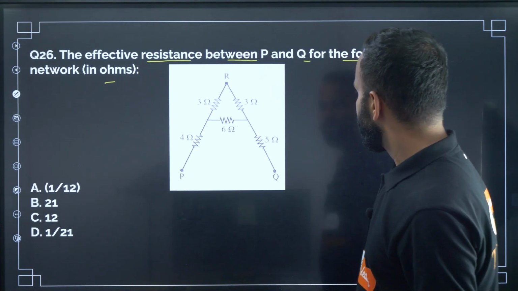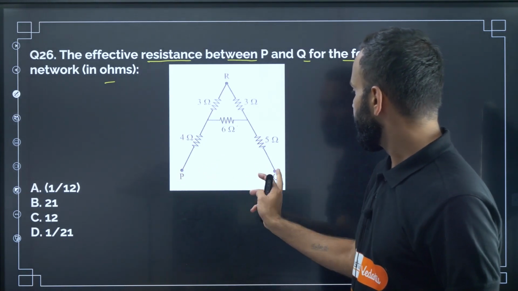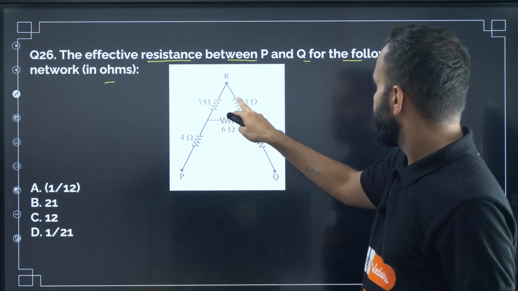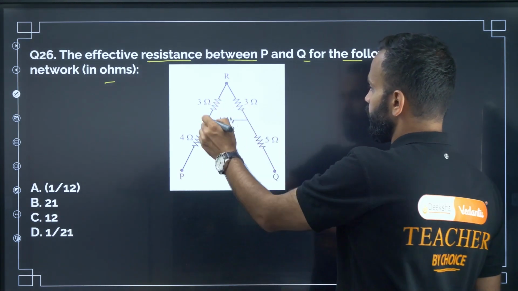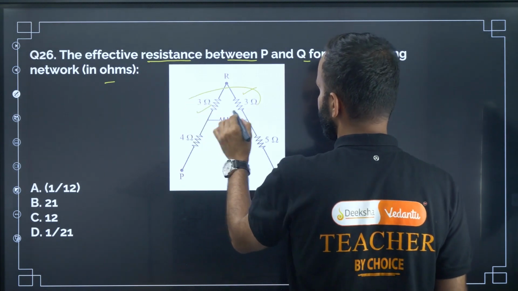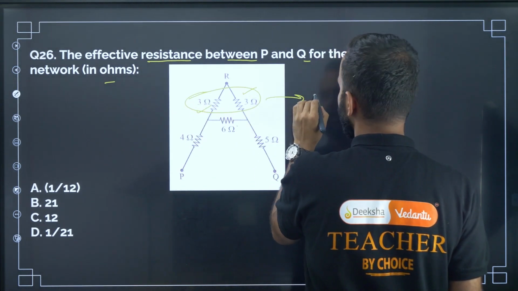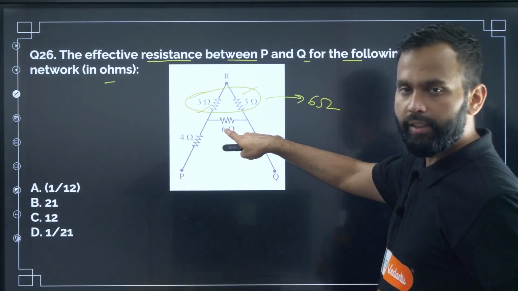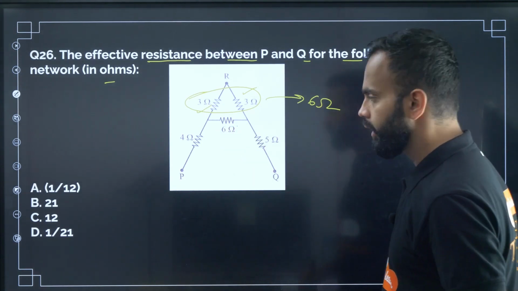Okay, we need to find the effective resistance or net resistance between P and Q, right? So here, the 3 ohm and 3 ohm resistors are in series. So what is the net resistance here? This will be 6 ohm. So now 6 ohm is in parallel with 6 ohm.